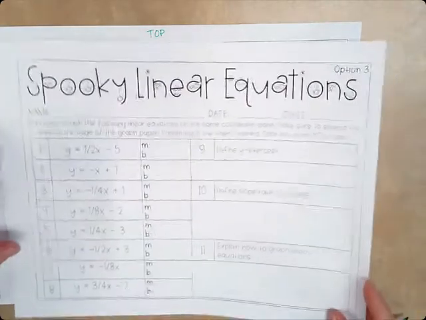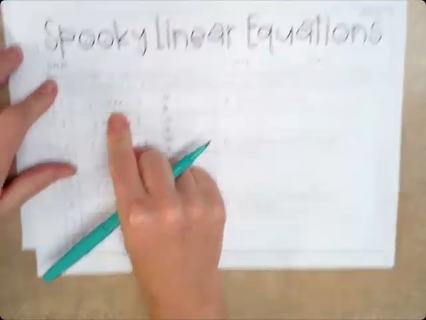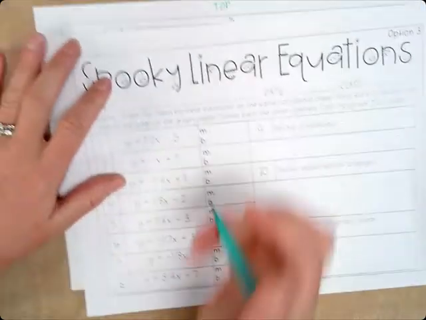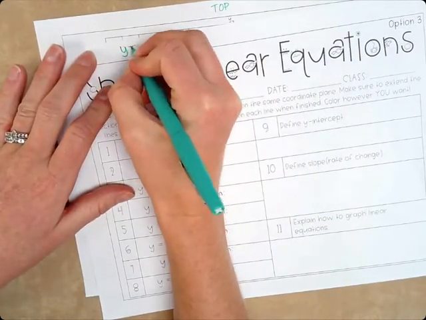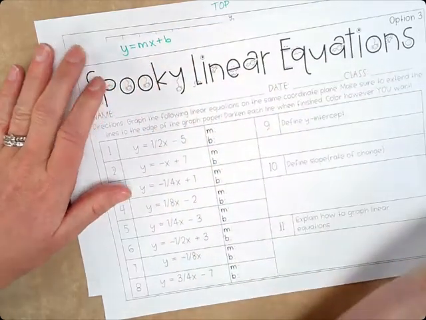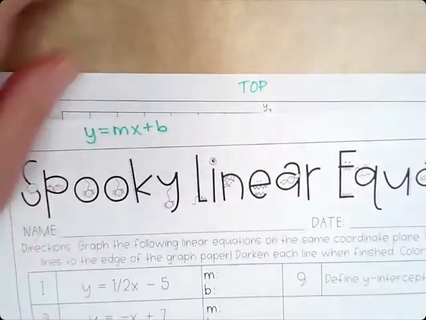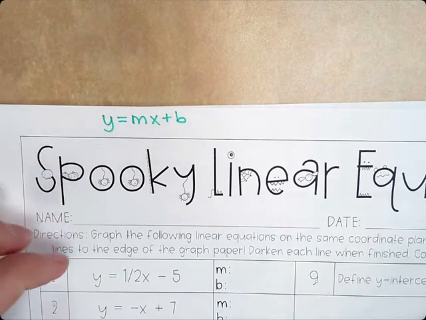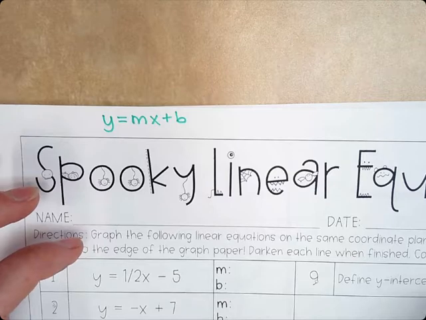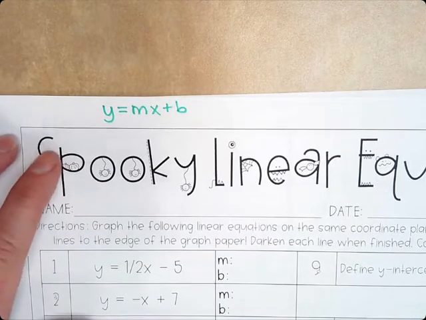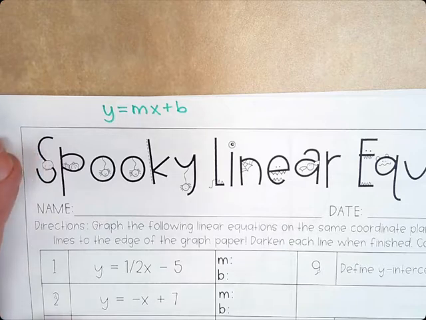So let's review linear equations. All of these are written in the same form, y equals. So let's review the slope-intercept form, y equals mx plus b. That is the slope-intercept form. The reason it's called slope-intercept form is because m represents the slope and b represents the y-intercept. So make sure you're writing what I'm writing on here. This is going to help you be able to graph each one of these.